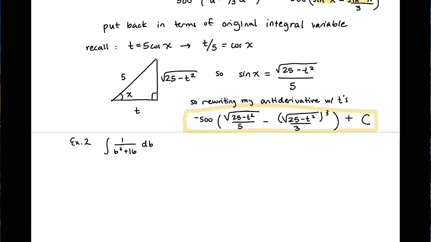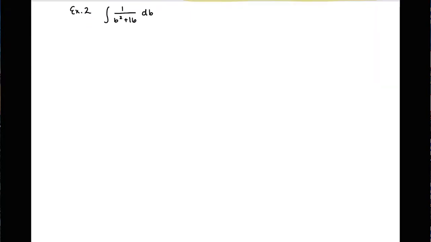Let's just keep working on some examples. For example 2, we're going to take a look at computing the integral of 1 over b squared plus 16. Looking at my trig identities here, this one doesn't look like one where sine squared plus cosine squared equals 1 is going to help, because I have the format b squared plus 16.